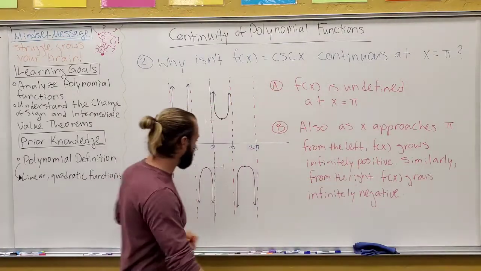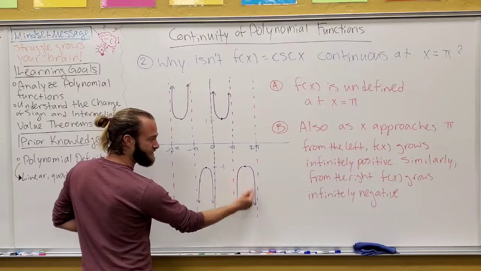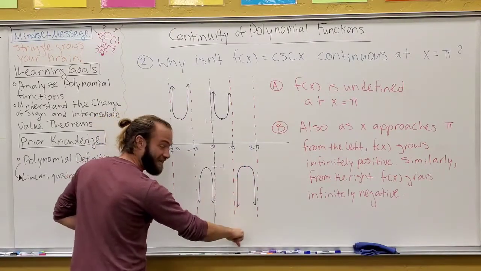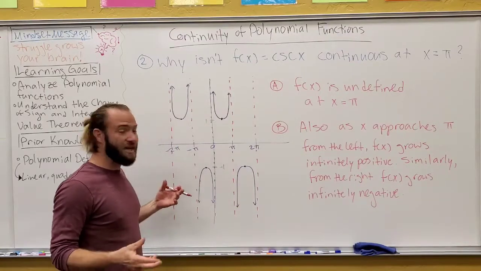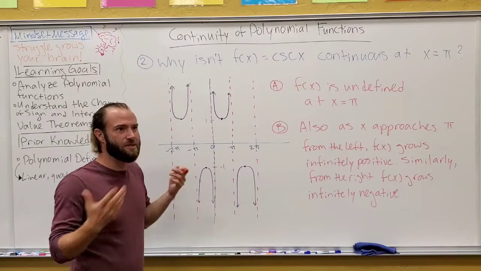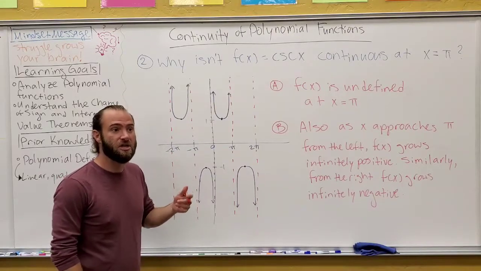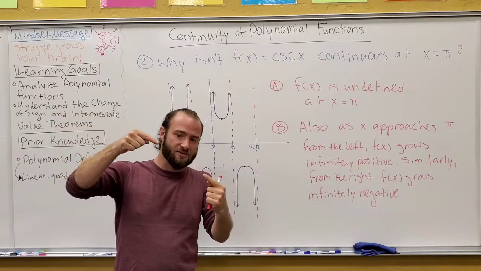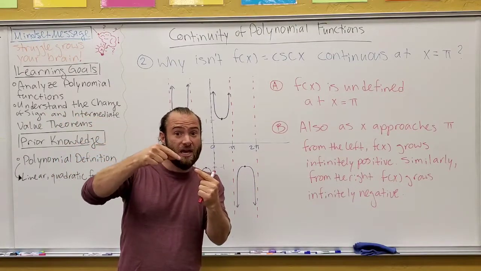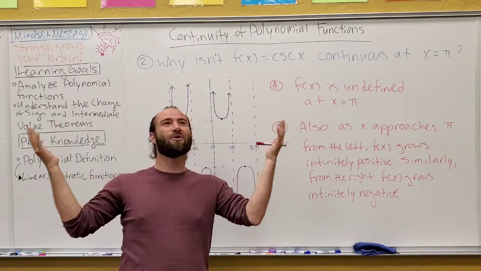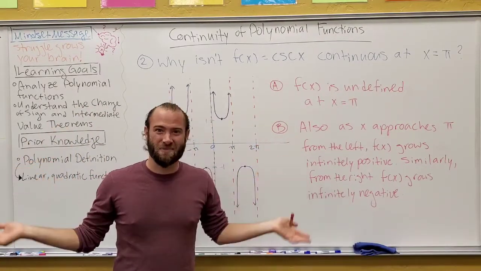And similarly, if I come from the right side, I'm now in this piece. This grows infinitely large as well, but negatively. Either way, it doesn't even approach a specific output in the first place, and so again, that helps us understand that it's not continuous. So again, just think about it. As I approach the input I'm asked about from either side, how does the function behave? Are those two pieces going to meet together at one harmonious point, or is something bad going to happen?